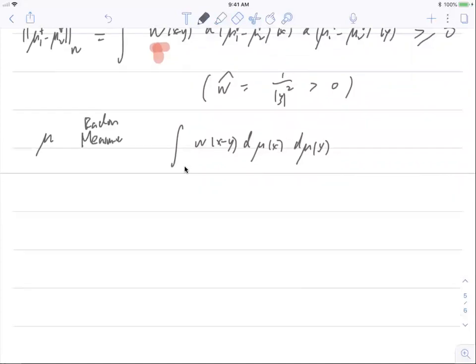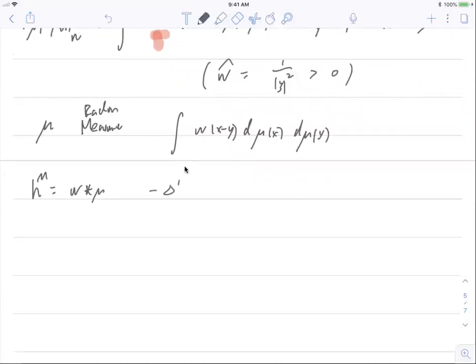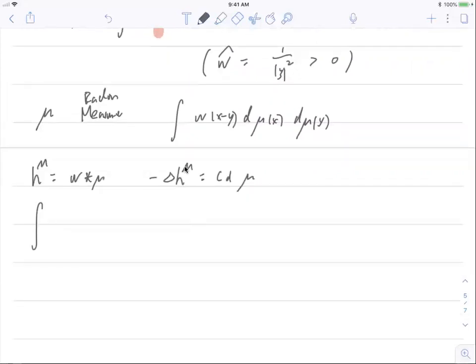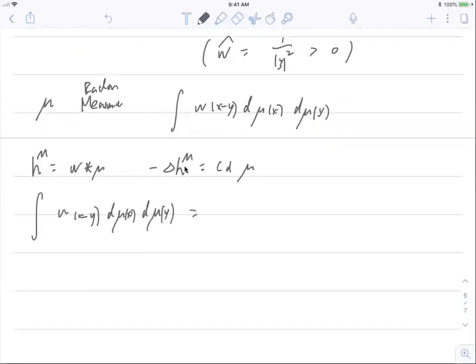Okay, so as well we can write h mu equals to this. And of course here this is true as well. So now this quantity, the double integral of omega of x minus y d mu x d mu y, we claim this equals to this, we can rewrite this as the following representation.